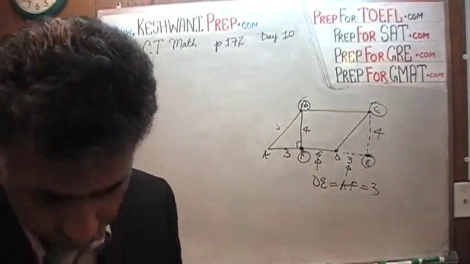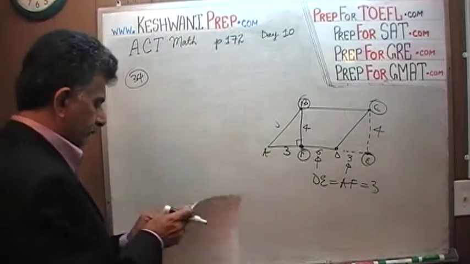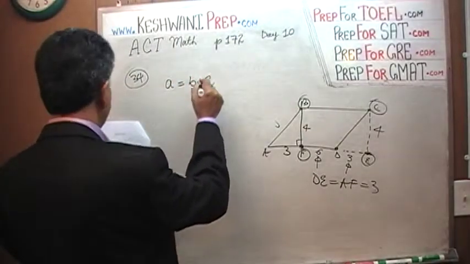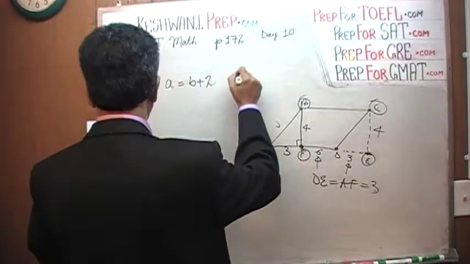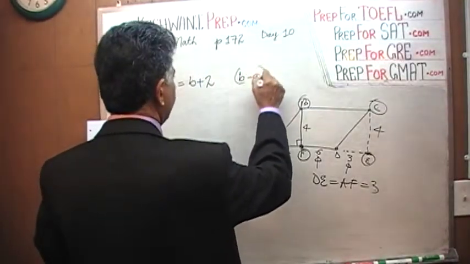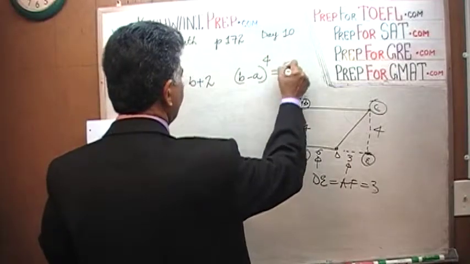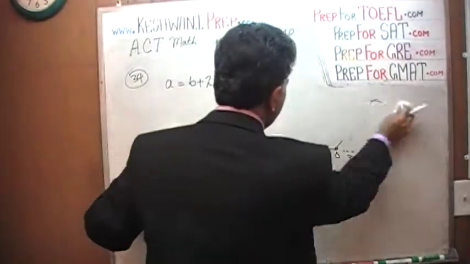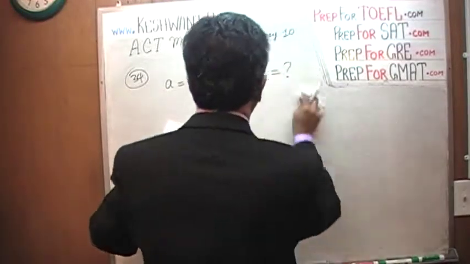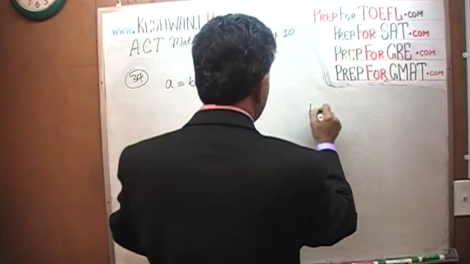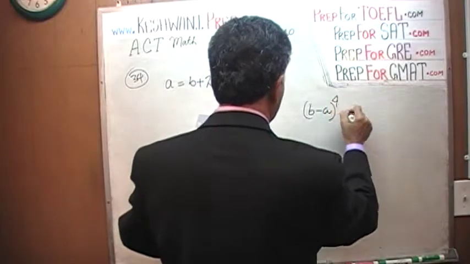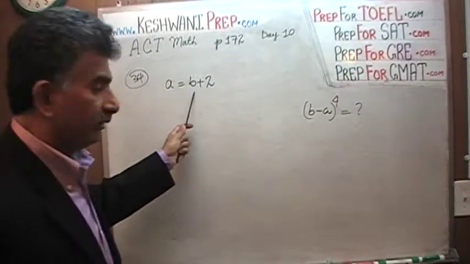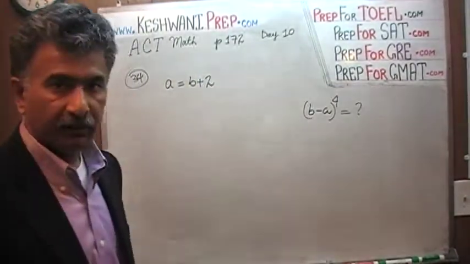In 34 we are told that A equals B plus 2. And the question is, how much is B minus A raised to 4? Let's erase this thing, we don't need it anymore. We have to solve this equation in such a way that we end up with B minus A. Let's find out, shall we?